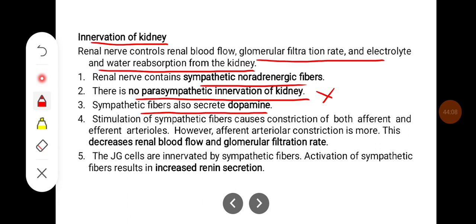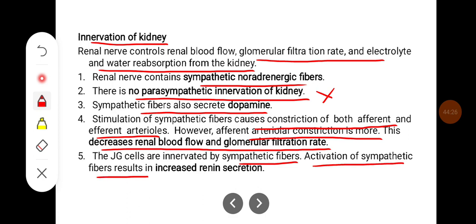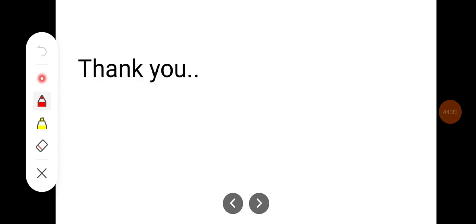dopamine. Stimulation of sympathetic fibers causes vasoconstriction of both afferent and efferent arterioles. However, afferent arteriole constriction is more, and this decreases the renal blood flow and glomerular filtration rate. The JG cells are innervated by the sympathetic fibers, and activation of sympathetic fibers results in increased renin secretion. So this is in brief the introduction to the renal system.